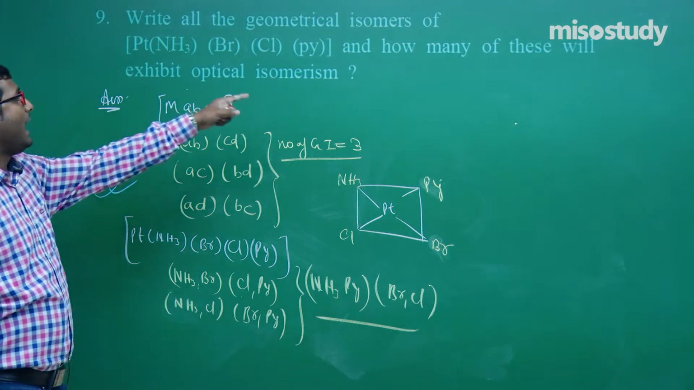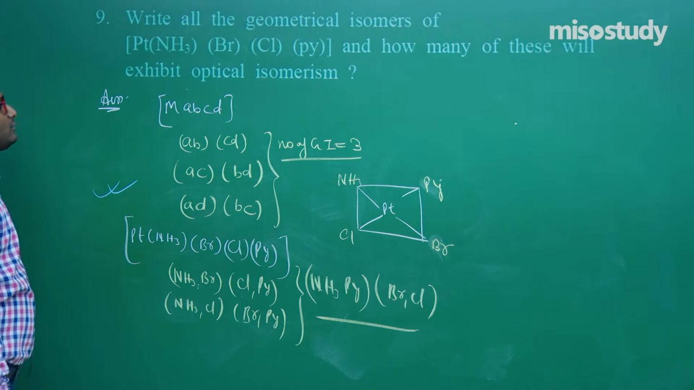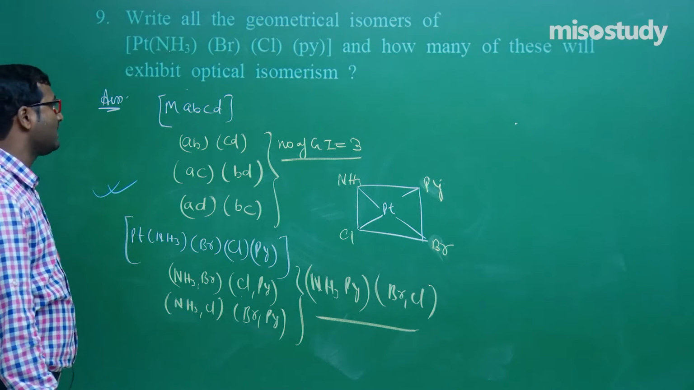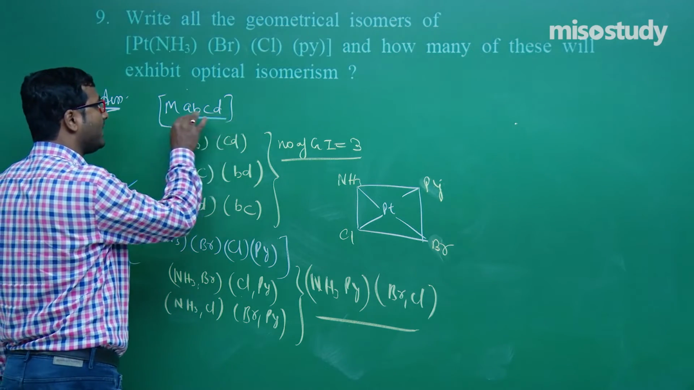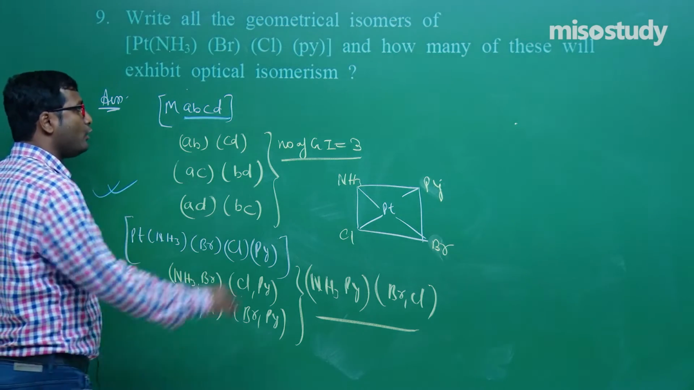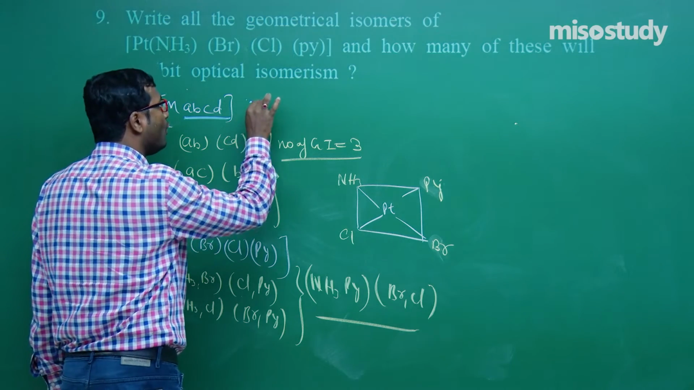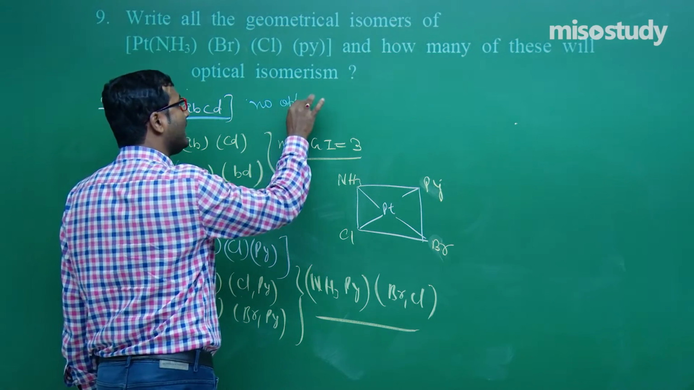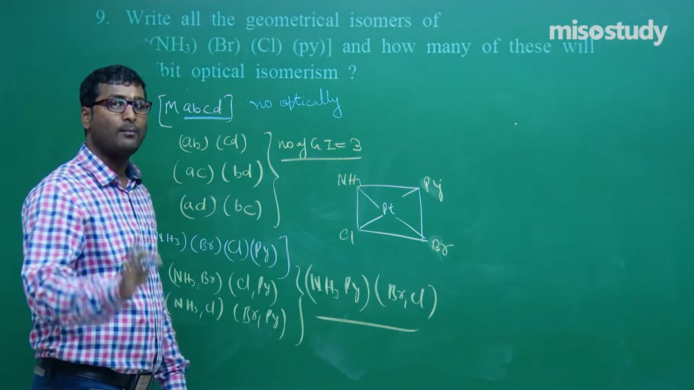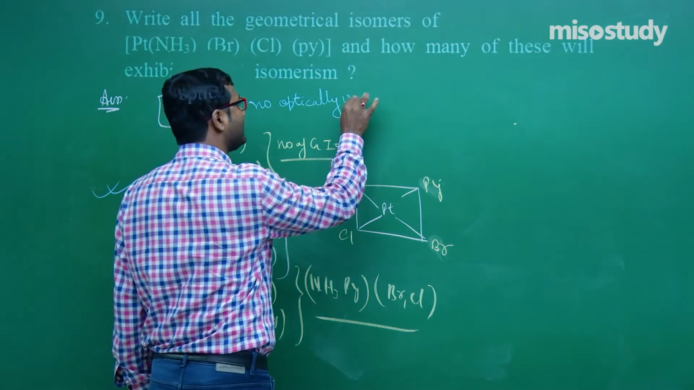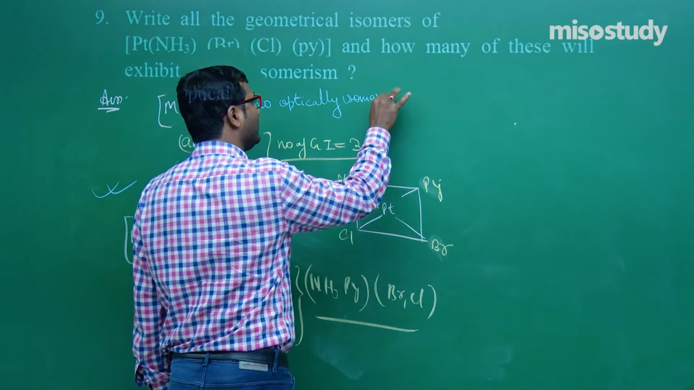Now, how many of these will exhibit optical isomerism, my friend? This is the big case. Generally, in the case of MABCD, till now, no optical isomer has been completely isolated.